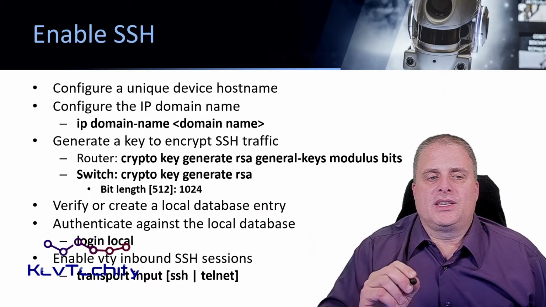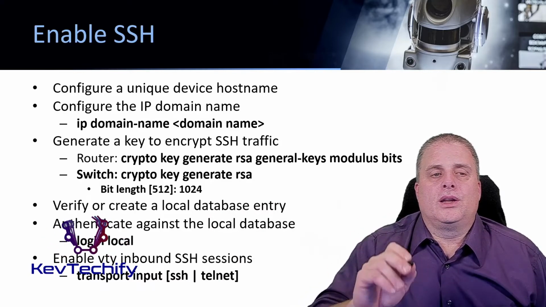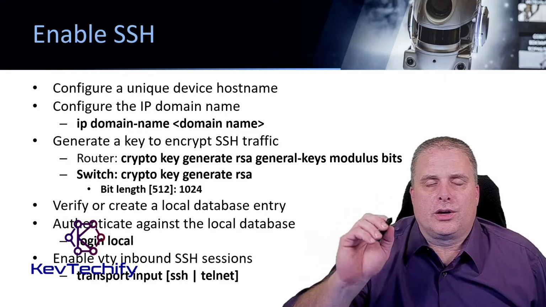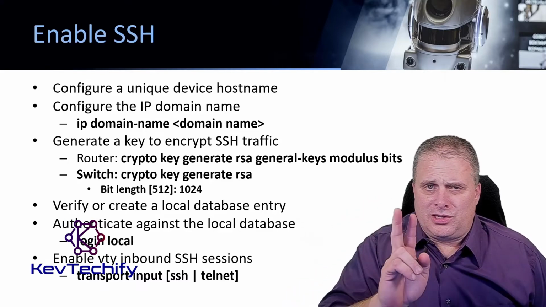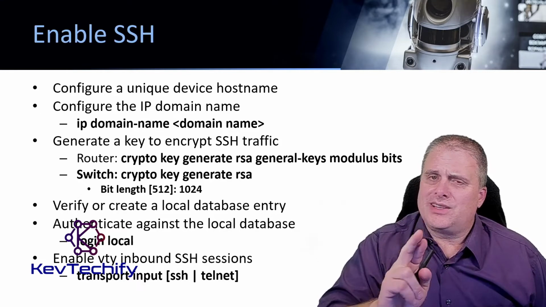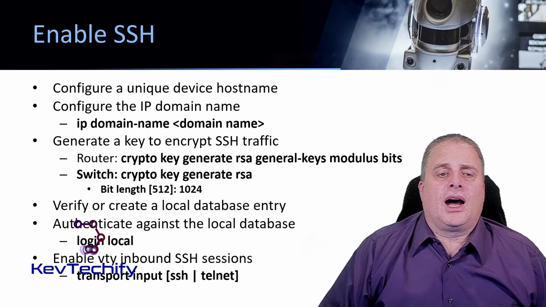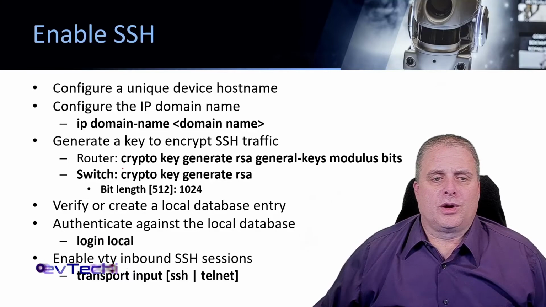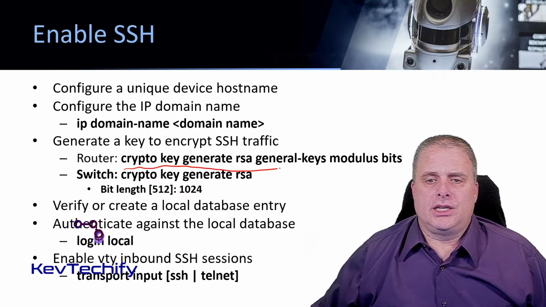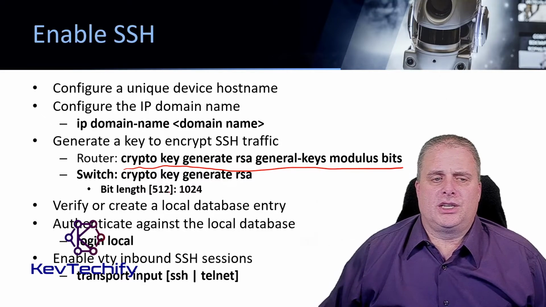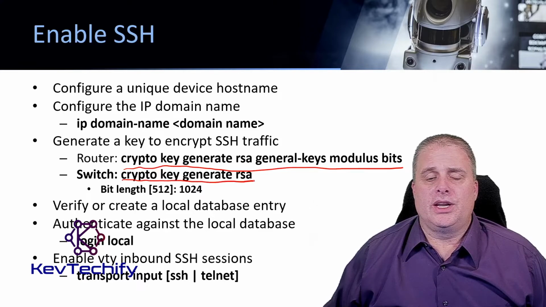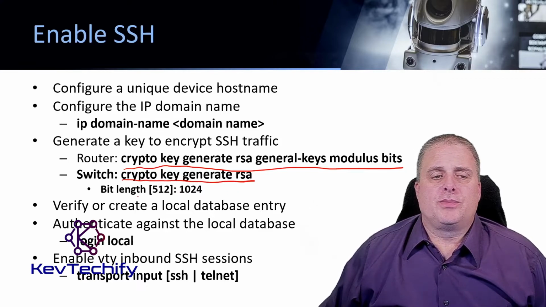Once you have that domain set, you go in and you have to generate your encryption key for your traffic. Now there's two commands. They're very similar, but yet a little bit different. On a router, we have the crypto key generate RSA general keys modulus bits. And so you go ahead, you enter in that information. On a switch, it's a little bit different. It's just the first 4 keywords, you hit enter, and then you specify the bit length.